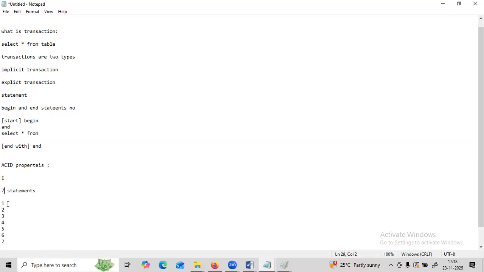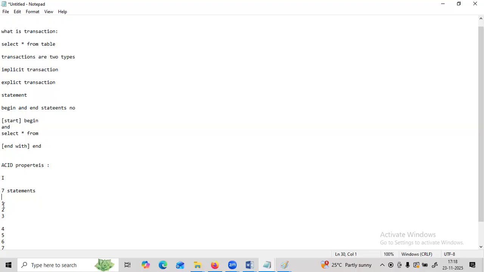While executing the 7 statements, I executed up to 3 statements. Then the remaining statements 4, 5, 6 are executing, and I got some power outage, or maybe the data is not updated properly. So what will happen? It has to roll back 3 to 1 as well. That means it has to execute all the statements, or else it has to roll back to the previous state. So what does that mean? Execute all or none.